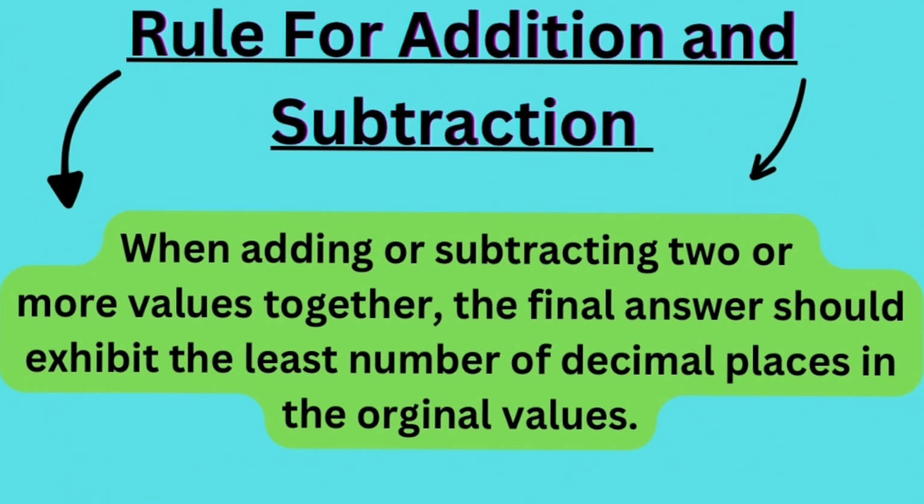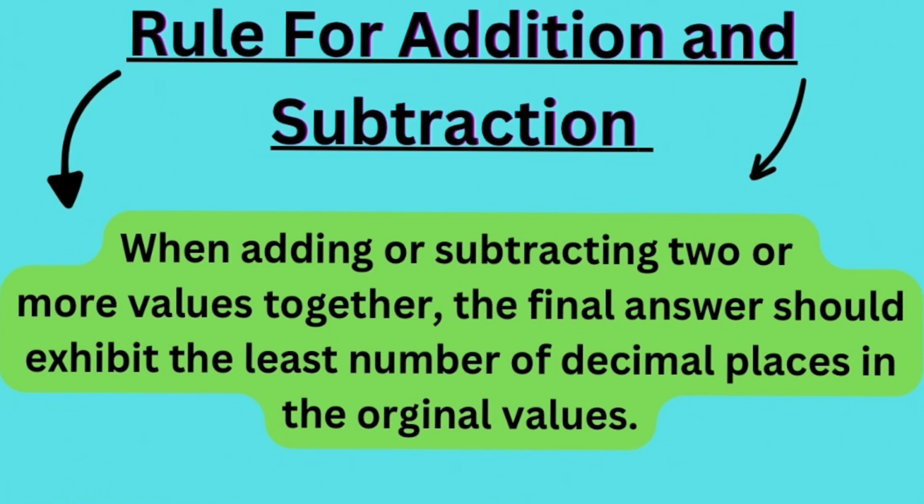Now, in this video, we're going to be talking about when adding or subtracting two different values, how can you determine how many significant figures the final answer or final value will have. This can be easily determined through the rule given for adding or subtracting with significant figures, which is when you are adding or subtracting two or more values together, the final answer should exhibit the least number of decimal places in the original values in the given problem.